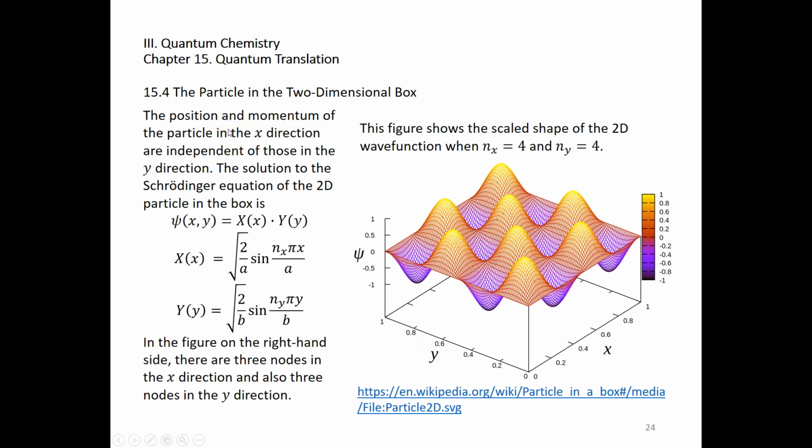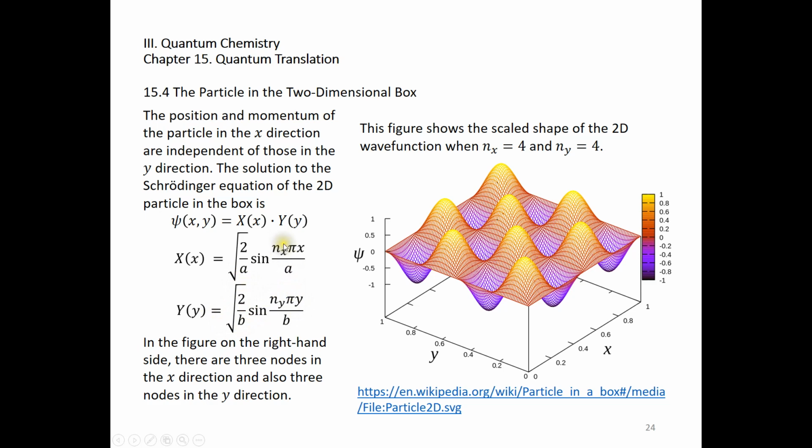The position and momentum of the particle in the x direction are independent of the position and momentum in the y direction. Therefore, the solution to the Schrödinger equation of the two-dimensional particle in the box is this. The wave function of x and y is equal to a function of x times a function of y. The function of x is simply the one-dimensional particle in the box problem. It's the square root of 2 over a sine n pi x over a. In the y direction, it's the square root of 2 over b times sine n pi y over b.